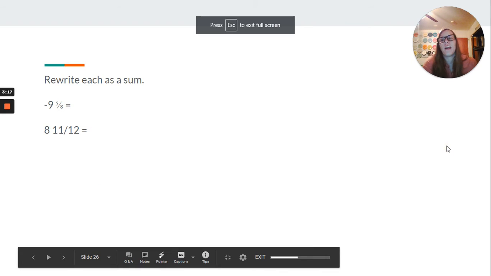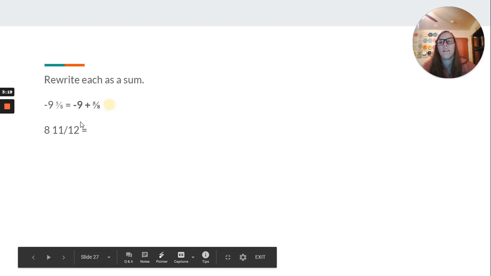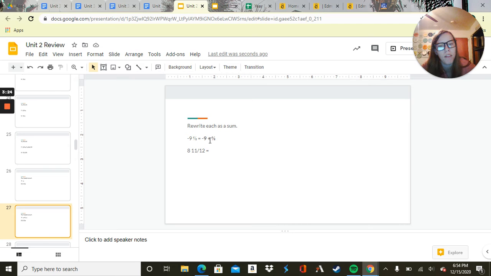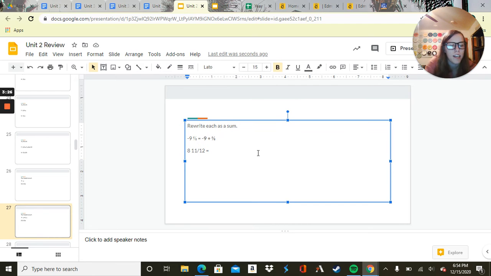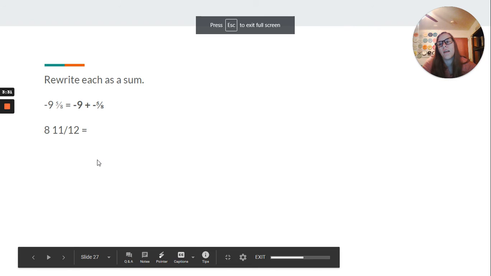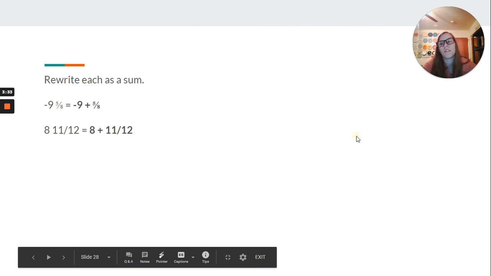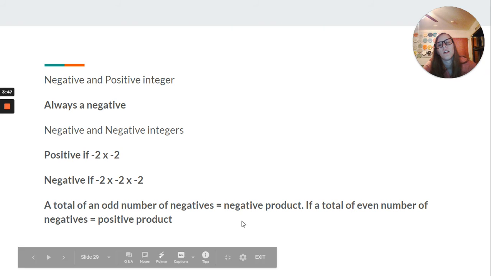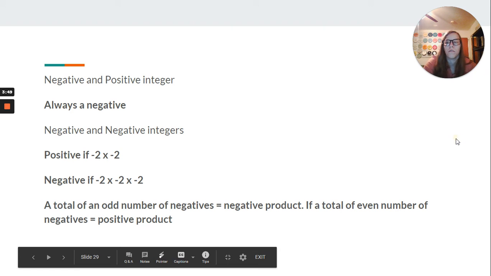All right. So next, rewriting each as a sum. So -9 plus, maybe I should just do my lesson this way. -9 plus a -5/8, and 8 and 11/12 is 8 plus 11/12. So remember, a negative and a positive integer is always going to be a negative. If it's 2 negatives, it's going to be positive. If it's 3, 5, an odd number of negatives, it's a negative number. And that's what that says down there also.